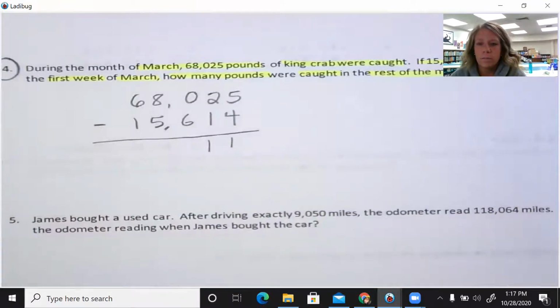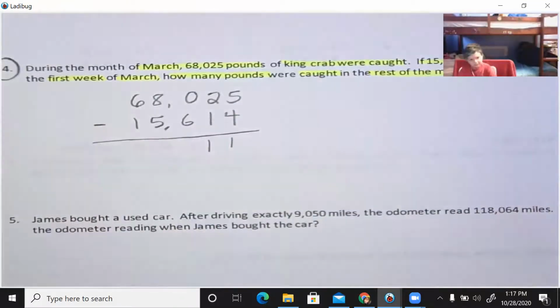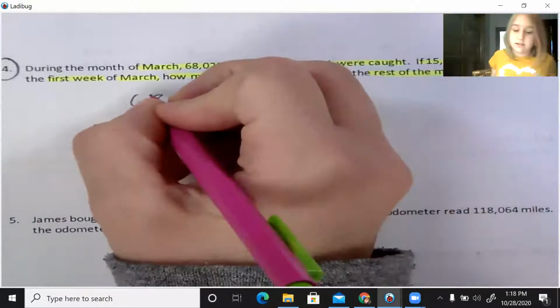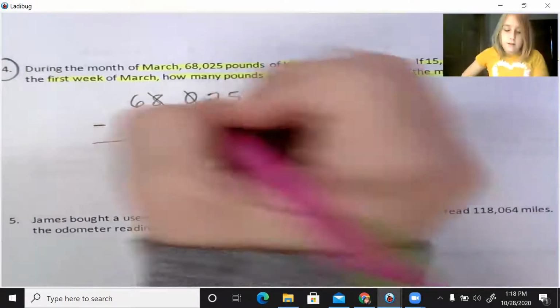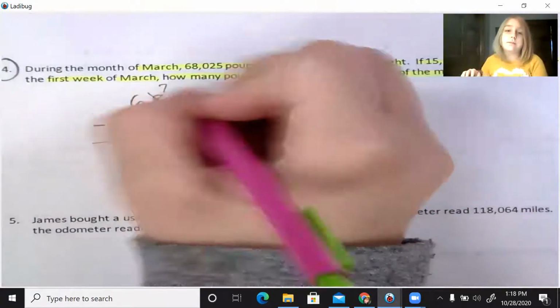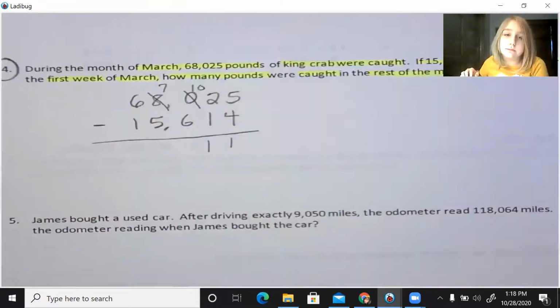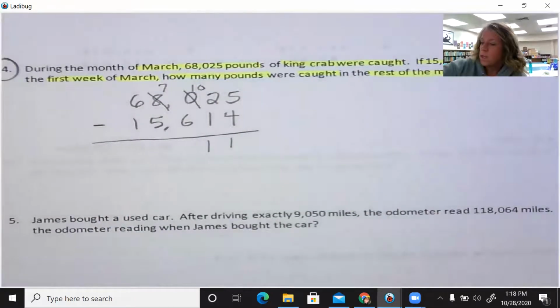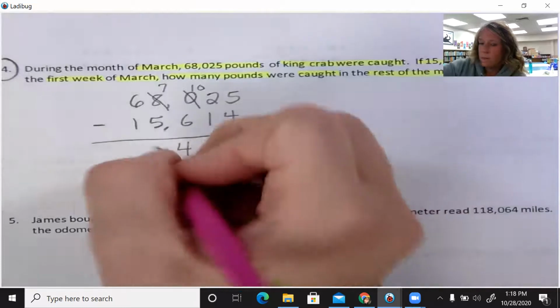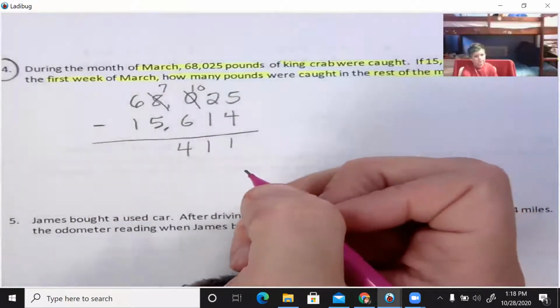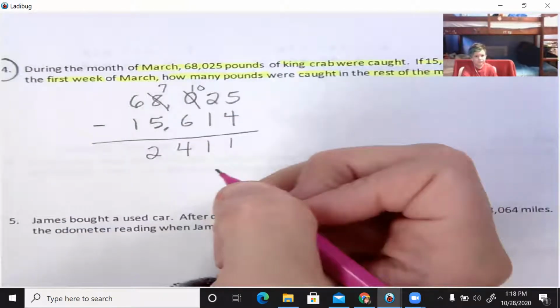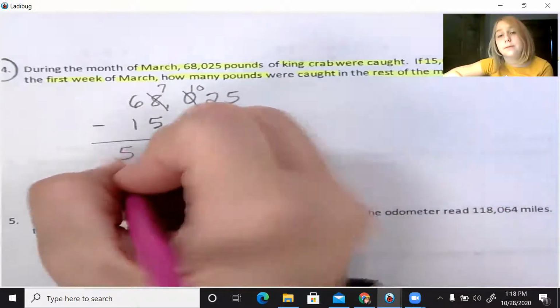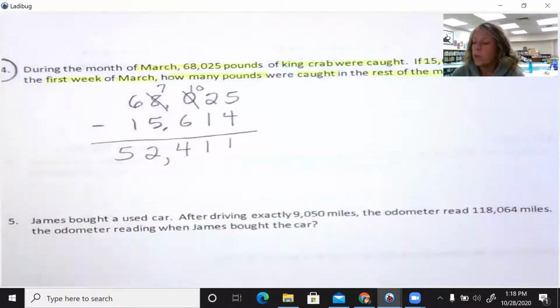0 minus 6. You can't do that. Impossible. So we cross out the 0, make it a 10, and then cross out the 8 and make that a 7. 10 minus 6 is 4. 7 minus 5 is 2. 6 minus 1 is 5. 5, 1, 2, 3, comma.